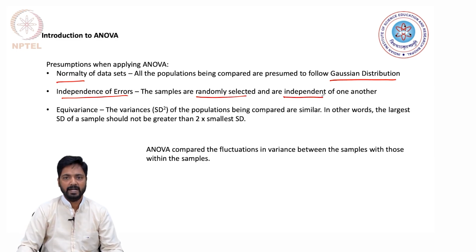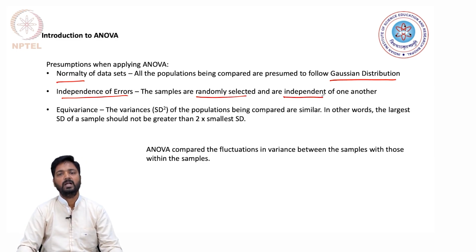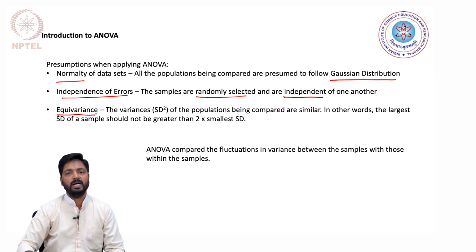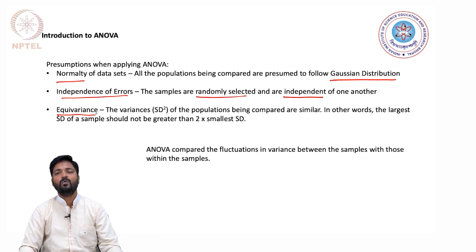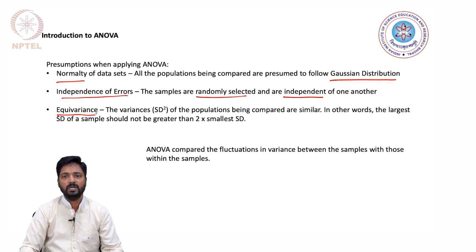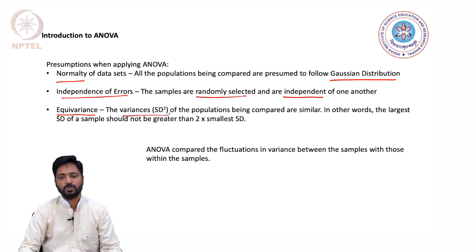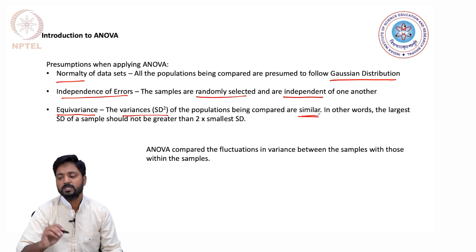So the errors that propagate in sample 1 will have no bearing on the errors that are present in sample 2 or sample 3 and so on. Another very important concept which is presumed here is that of equivariance. So what is presumed before we perform analysis of variance is that the variances, which is the standard deviation squared, please note the square. So the variances of the populations being compared are presumed to be similar.